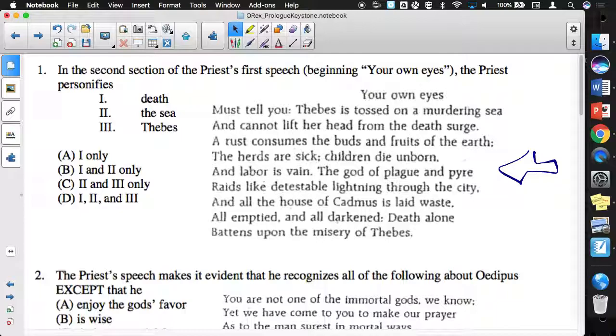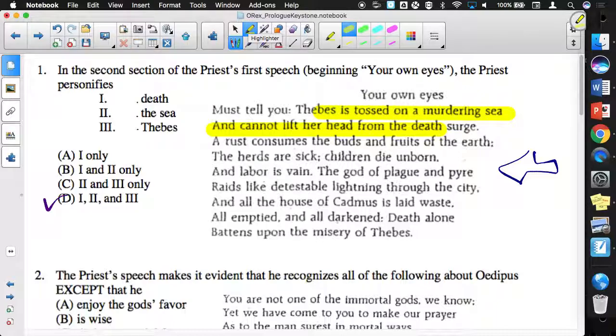You marked D? Okay. So where in here are any of these things, and this isn't directly for Zach, but where in here could we see any of these things being personified or getting human-like qualities? Thebes is tossed on a murdering sea and cannot lift her head from the death surge. Okay. So what does this knock out so far as death and sea? So we get 2 out of them? Yeah. All right, so Thebes is tossed on a murdering sea, so the sea is murdering.